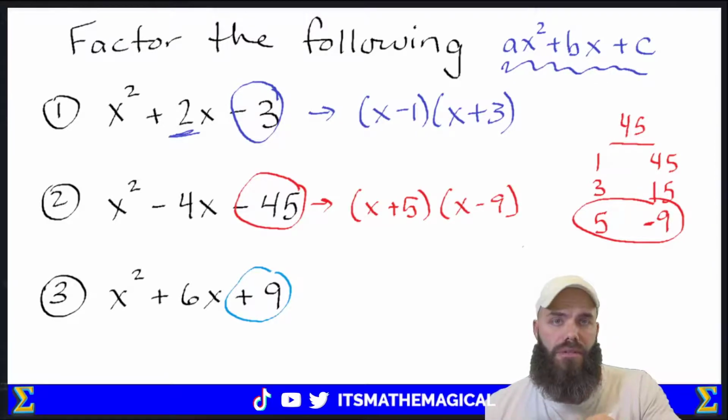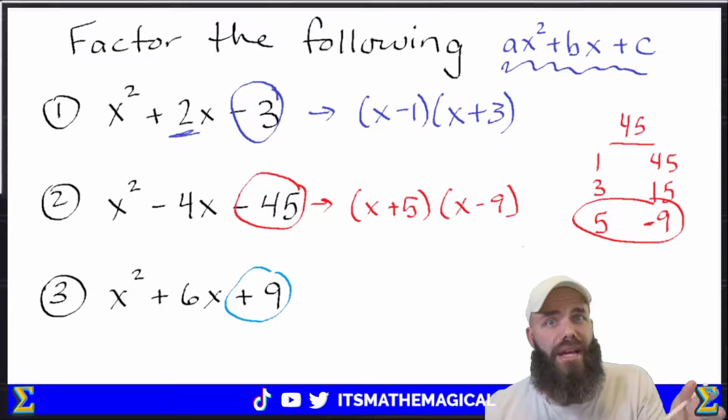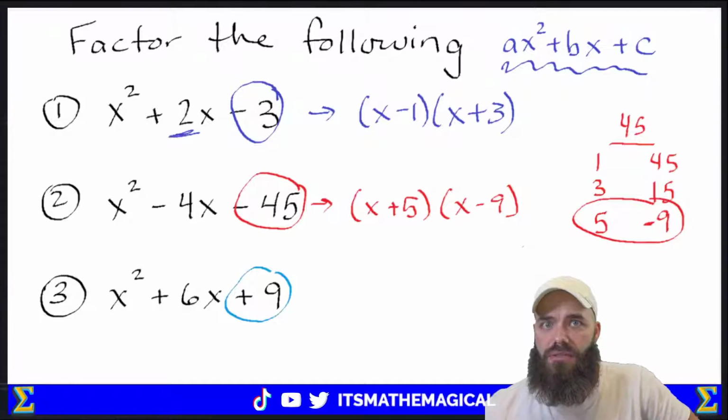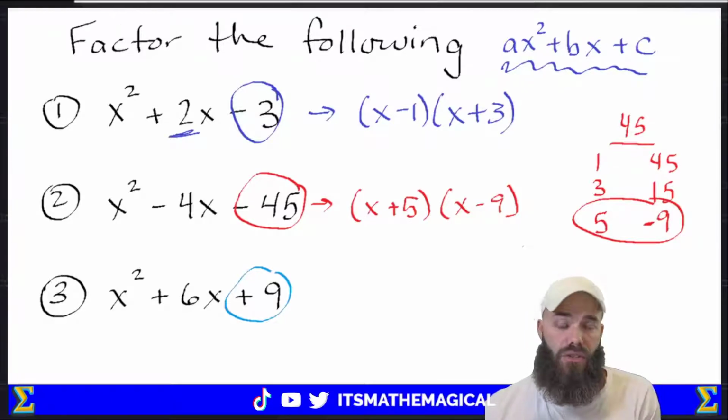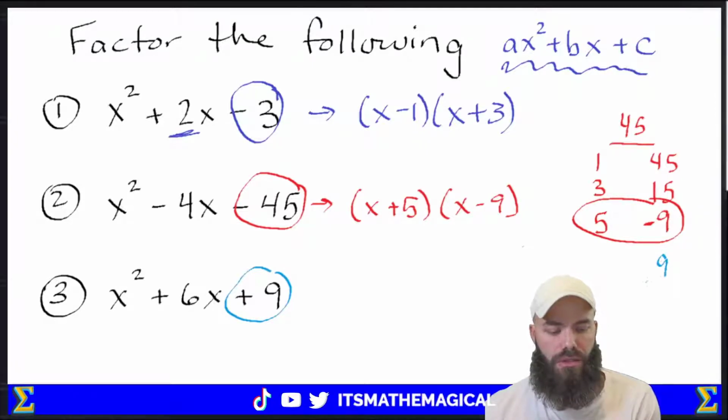So when c is positive, that means the factors of c must be the same sign. So I'm either going to have two positive factors or two negative factors. You can't forget that two negatives multiplied together gives you a positive. So again, you can come over and do a little bit of scratch work.